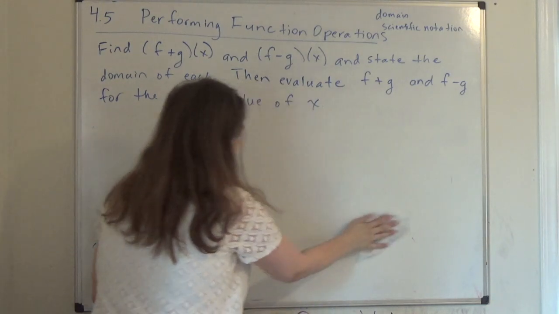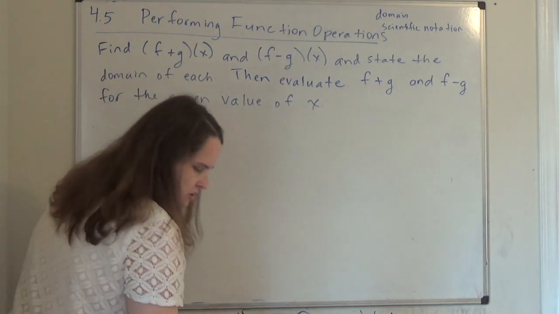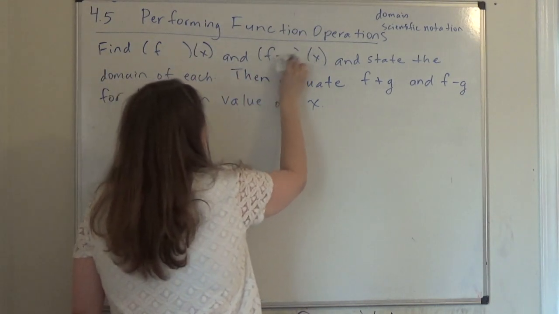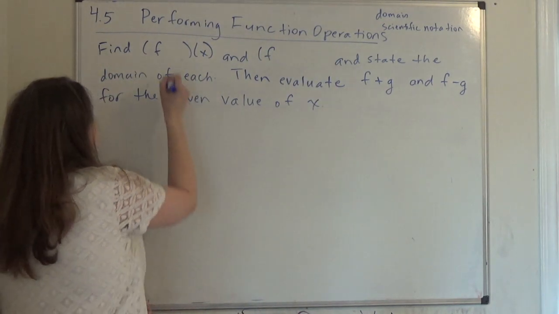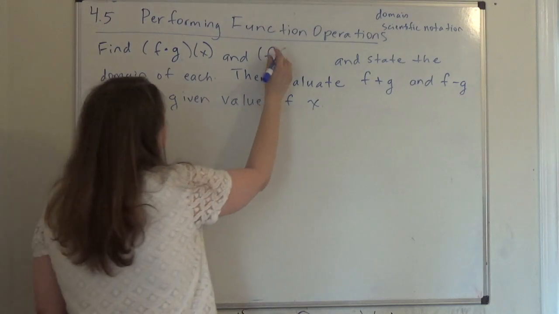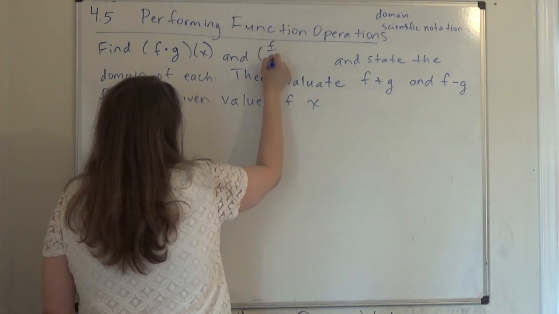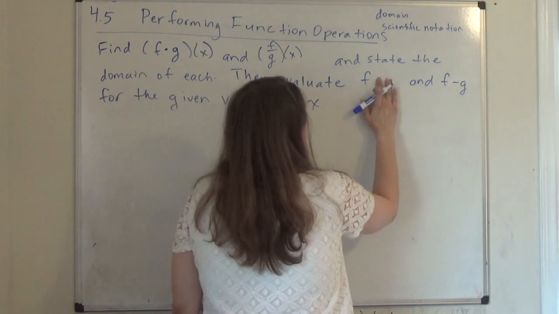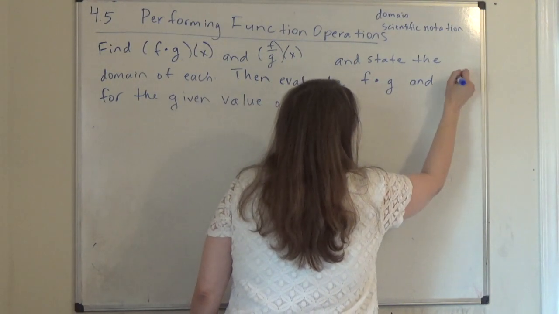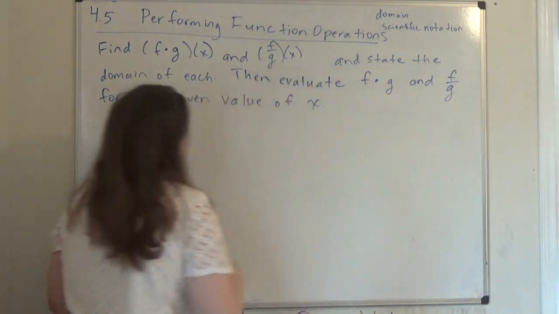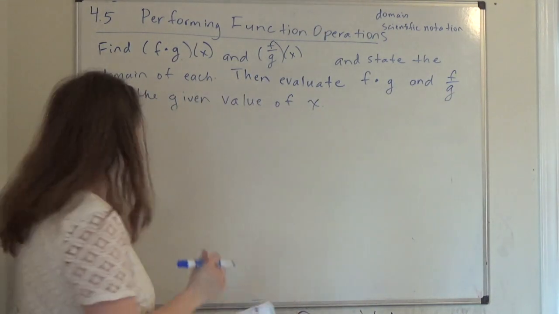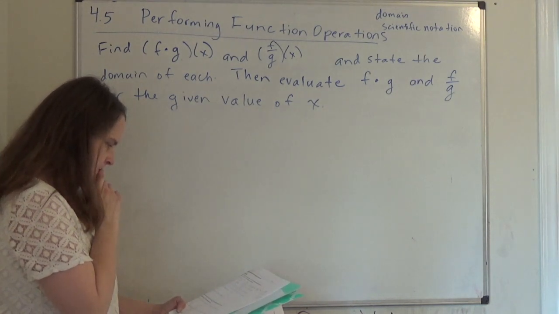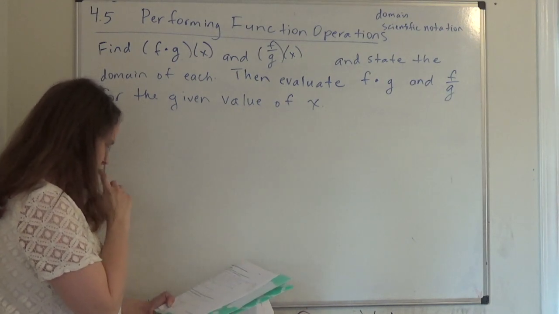Directions are a little bit different. Here they want us to find f times g of x and f over g of x. F times g of x, f divided by g of x. State the domain of each, then evaluate f times g and f over g for the given value of x. And number 5. Should I do 5 or 7? I don't think it makes any difference really. Let's do number 7.